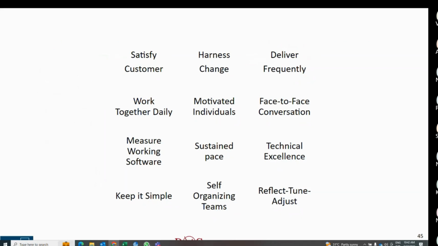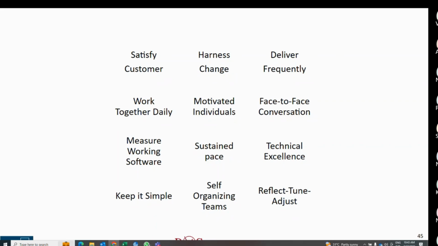So the first principle is satisfy customer. No matter what, if your customer is not satisfied, that is the first thing. As agile focuses, they said the customer needs to be fully satisfied with the work delivered. Harness change. Basically, change is not your enemy. Welcome the change, but in a disciplined way.